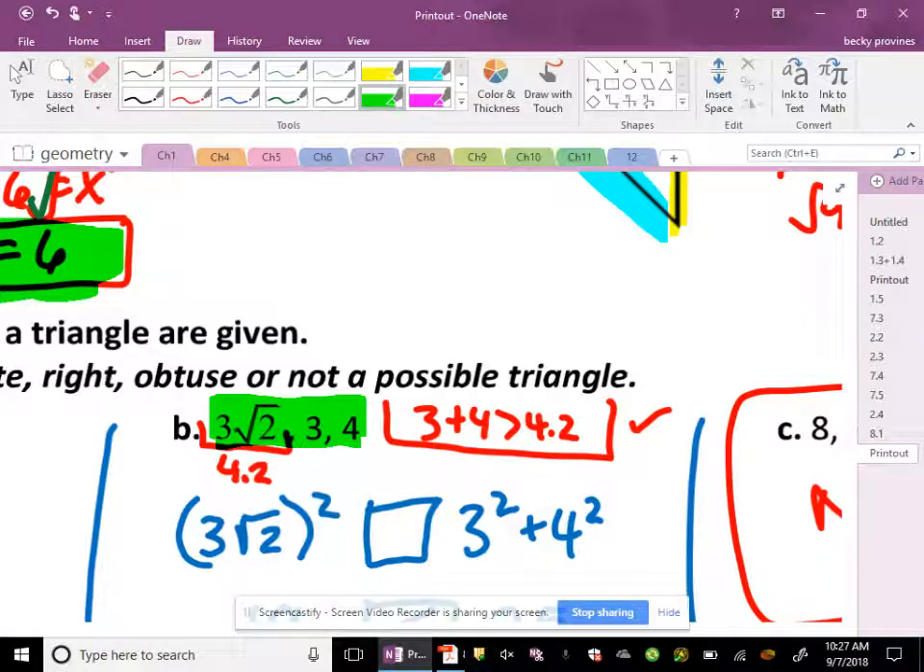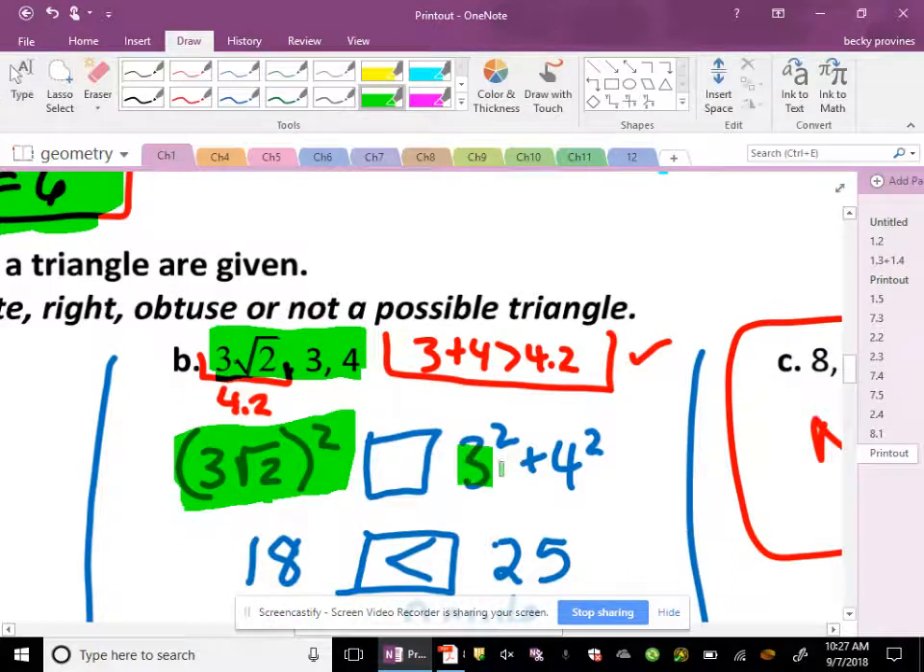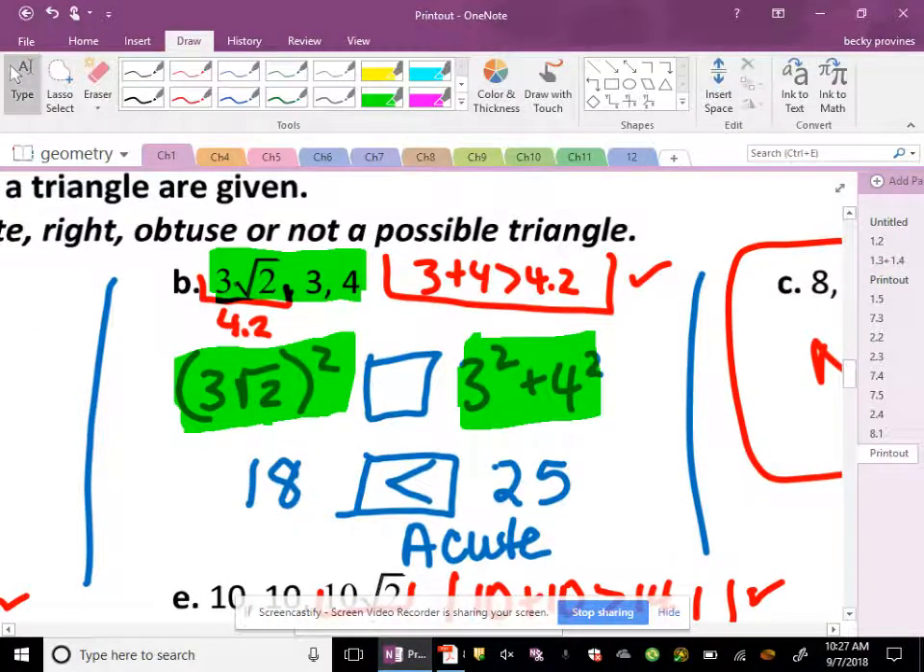Okay, so I know 3√2 is the largest. So I square it. Remember, this is the tricky thing when you type it into your calculator. You want the square to go to the 3 and to the √2, so use your parentheses. The 3 and the 5, those are the legs. You square them and add them together.